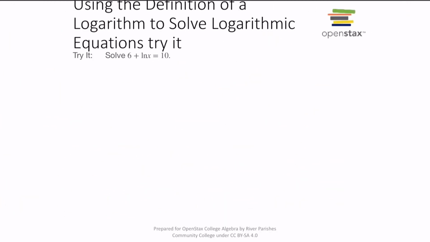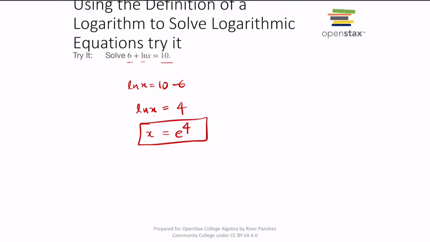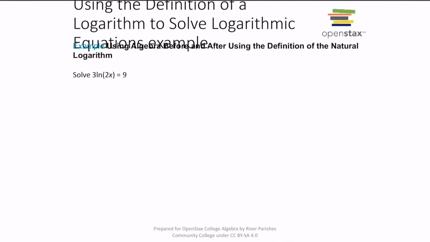Use the same principle here. They have given 6 + ln x = 10. So ln x can be written as 10 minus 6, which is 4. So we know ln x equals 4. What can x be written as? ln is log base e, so we can write x is e^4. This is how we can find the value here. Try to solve this problem using the same principle.